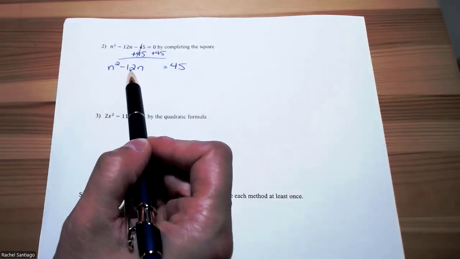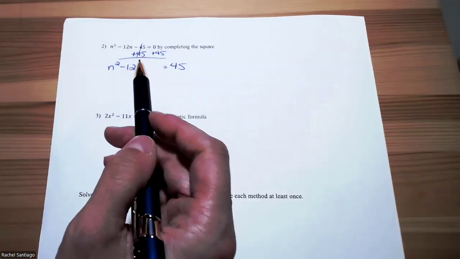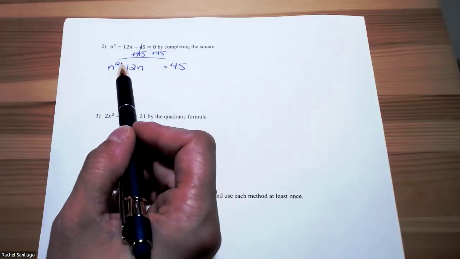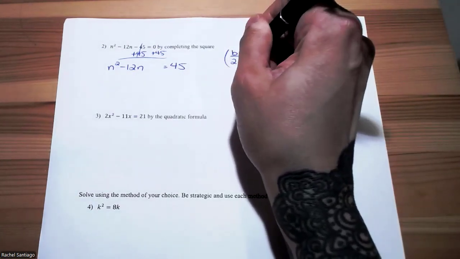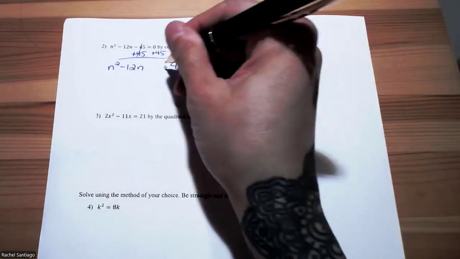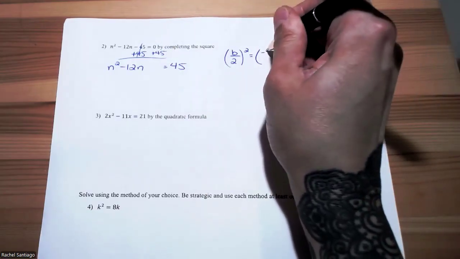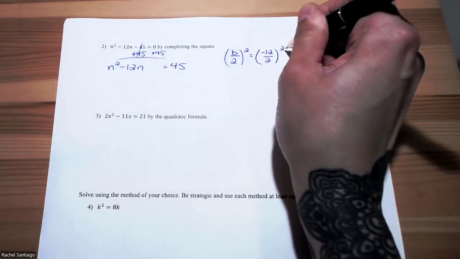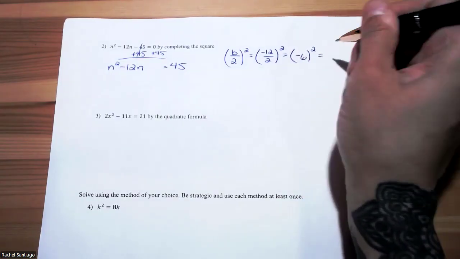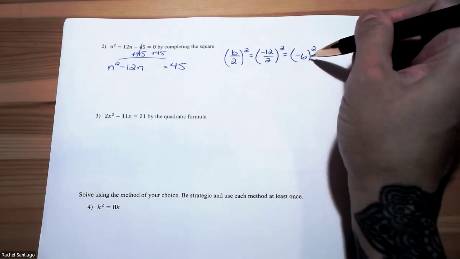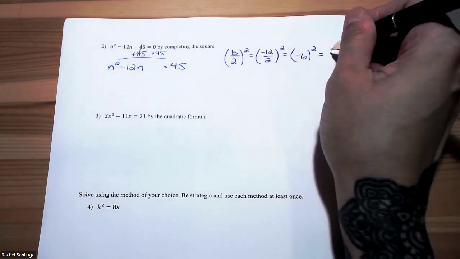You are going to take your b coefficient, right? Your b, the value of b. In this case, it's going to be negative 12. So you're going to take b, you're going to cut it in half, and then you're going to square it. So I'm going to show that process here. Take negative 12, divide it by 2. That's going to give me negative 6. Then we square it.